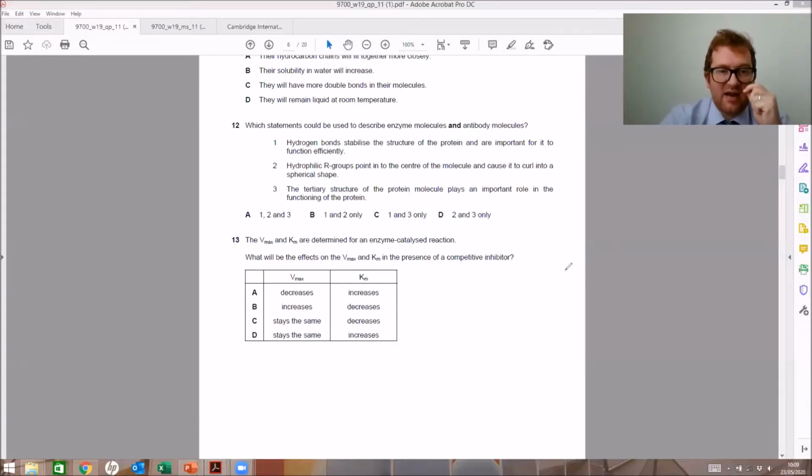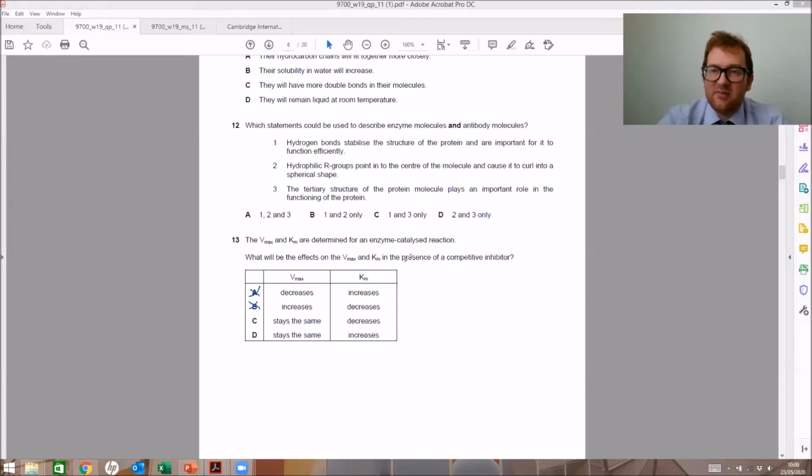Question 13. The Vmax and Km are determined for an enzyme catalyzed reaction. What will be the effects on the Vmax and Km in the presence of a competitive inhibitor? Well, if you remember, Vmax is constant for particular enzymes. The only way to alter Vmax would be to either increase or decrease the concentration of enzymes, and this question does not state that we're doing that. So Vmax stays the same unless you are altering the enzyme or the concentration of enzyme for a reaction.